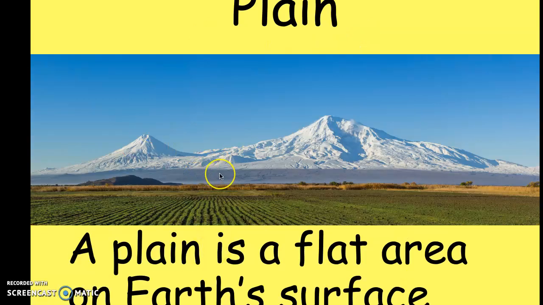Plain. Whoa, look at that. Take a look at that. That is a beautiful picture. So a plain is basically a really flat area of land on Earth's surface. Look how flat that is. It's perfect farmland overlooking a very beautiful mountainous view. Awesome. Just take a moment and stare at it.